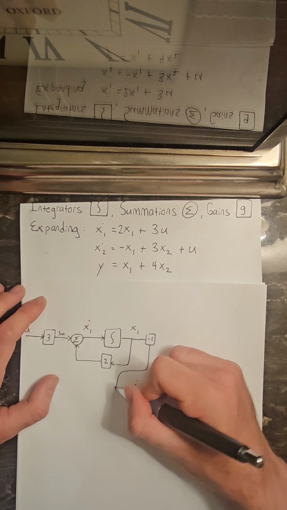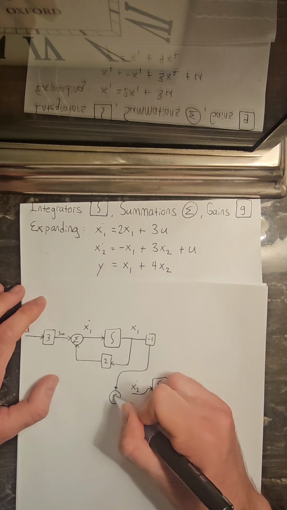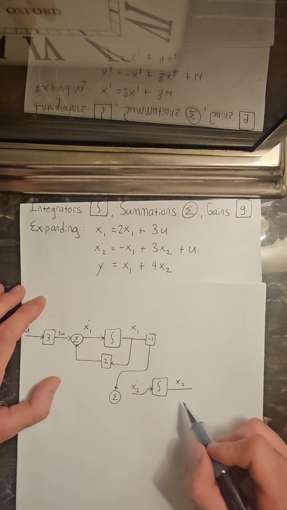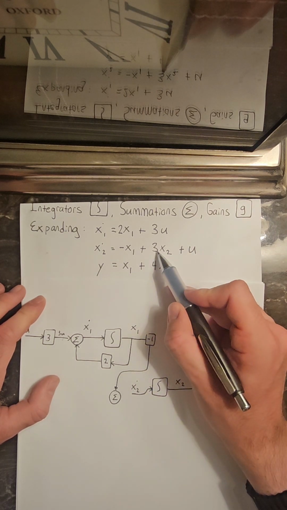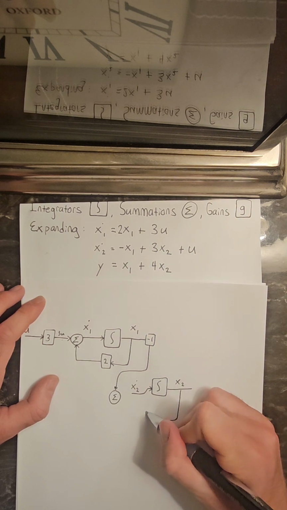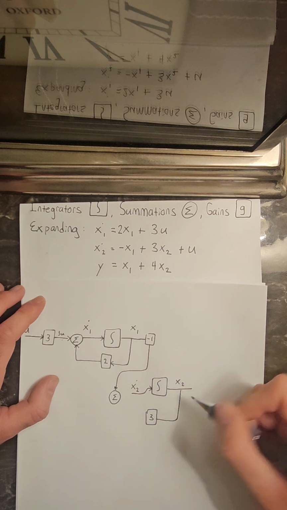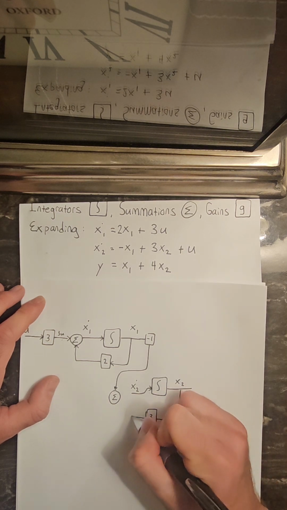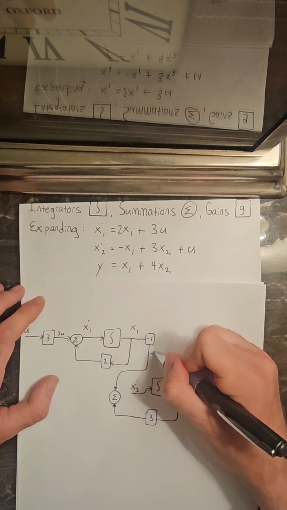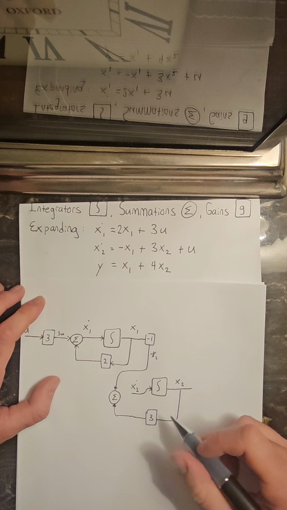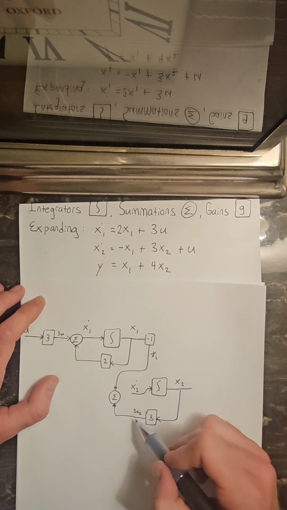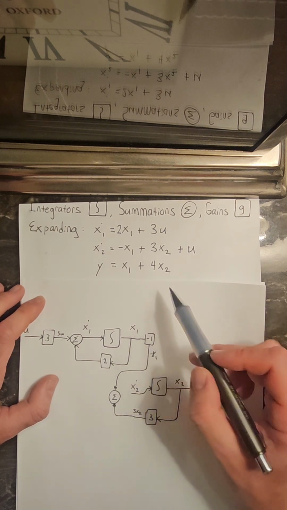All right, this is being added. We have negative x1 plus 3 times x2. Where does x2 show up? It's down here, and we're running it through another gain block of 3. So 3 times x2, and we're adding that to negative 1 times x1. So this is negative x1, and x2 is going into here, and out comes 3 times x2. And boom, we took care of those two terms.